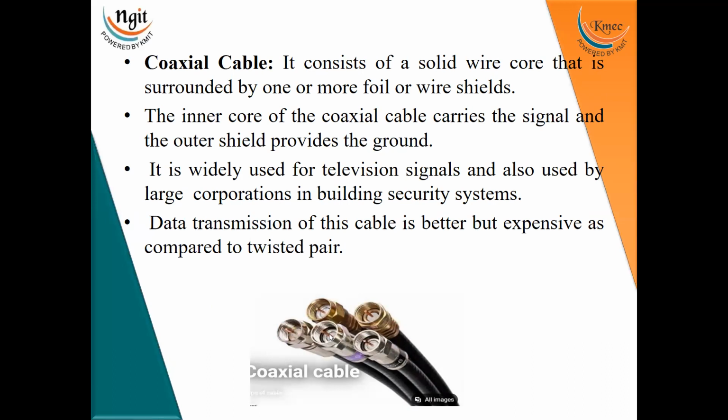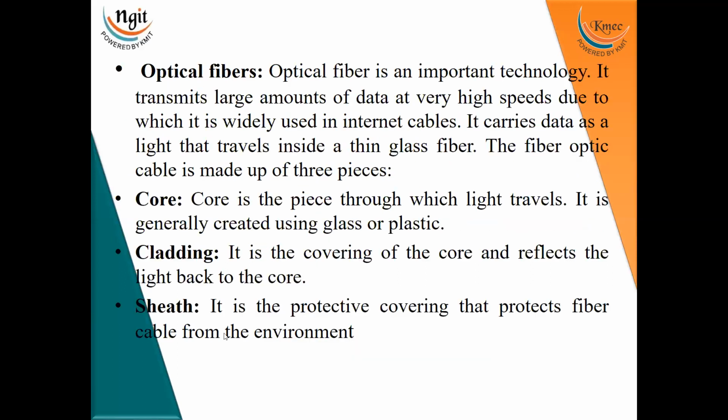Here we have an inner core. This inner core of the coaxial cable carries the signal, and an outer shield protects it, acting as ground. It is mostly used for television signals and also by large corporation building security systems. The data transmission of this cable is better but more expensive as compared to twisted pair. We have a copper wire, which is shielded, and then complete protection with plastic.